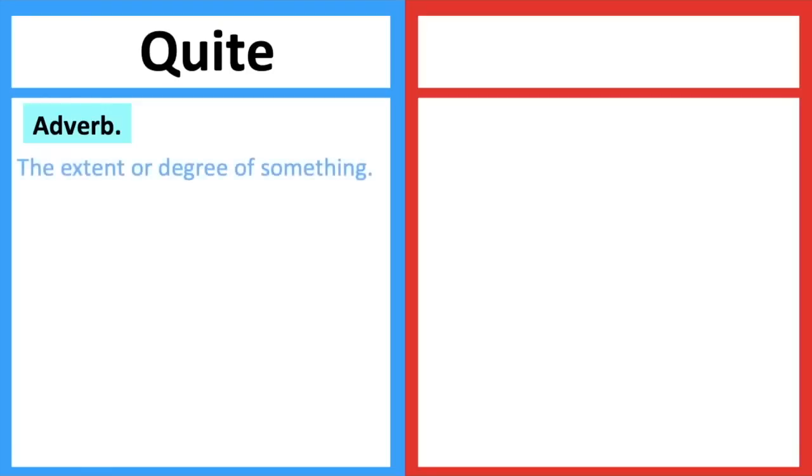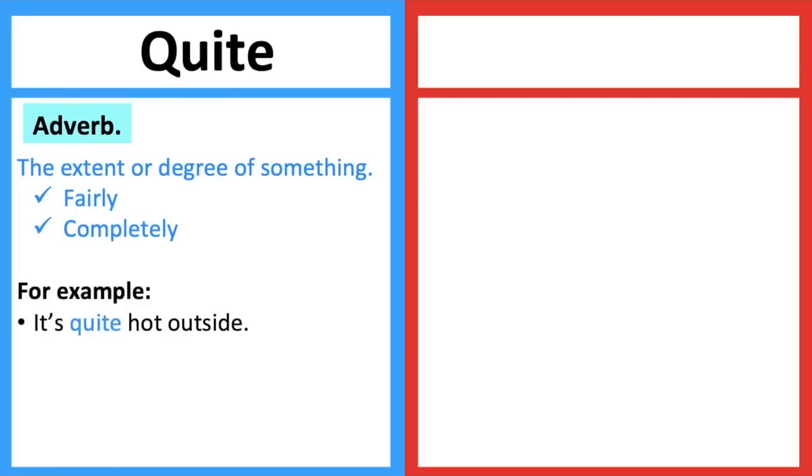Quite. Quite is an adverb. An adverb describes a verb, adjective, or another adverb. In this case, we are referring to the extent or degree of something. So, depending on what you want to express in your sentence, quite can mean fairly, so a high degree, or completely.